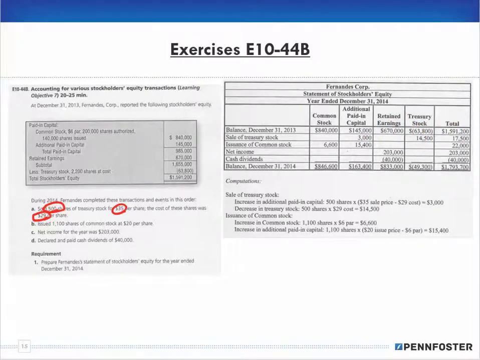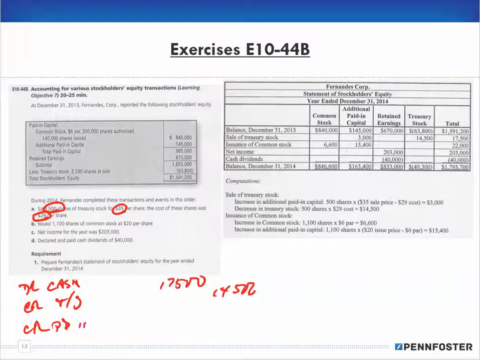If you're making those journal entries, that's exactly what you would have been doing. You would have debited cash, 500 times 35 is 17.5. Credit my treasury stock at $29, so 500 times 29 is 14.5. And the difference between the two would have been the paid in capital in excess of par of 3,000. So if you see what I'm doing here, this is the information as the dollar amounts that would have been there if I created the journal entry.